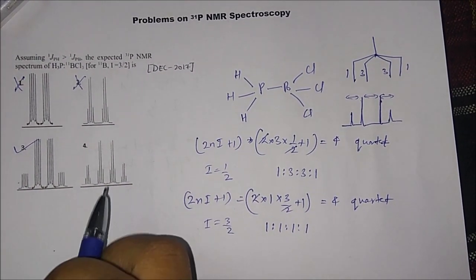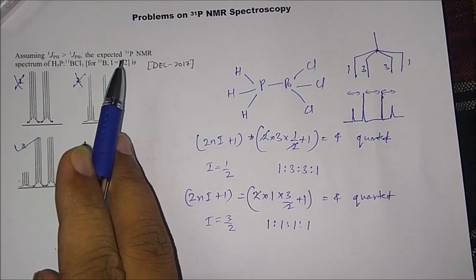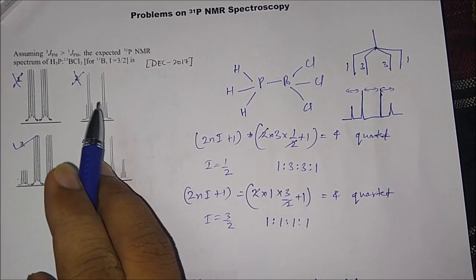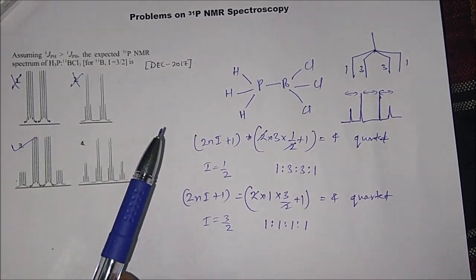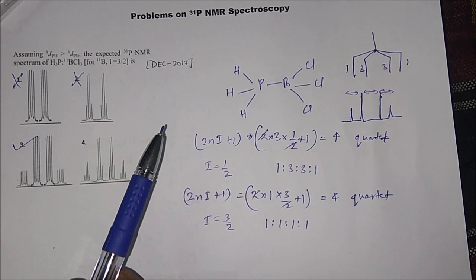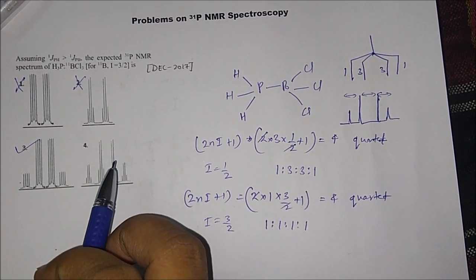Okay, so I hope till now you have understood how to do the questions from 31P NMR. If you try this type of concept for fluorine NMR also, then you will be able to do the questions there also. Because for fluorine also the I value is 1 by 2, and it's very easy to do questions from there also.